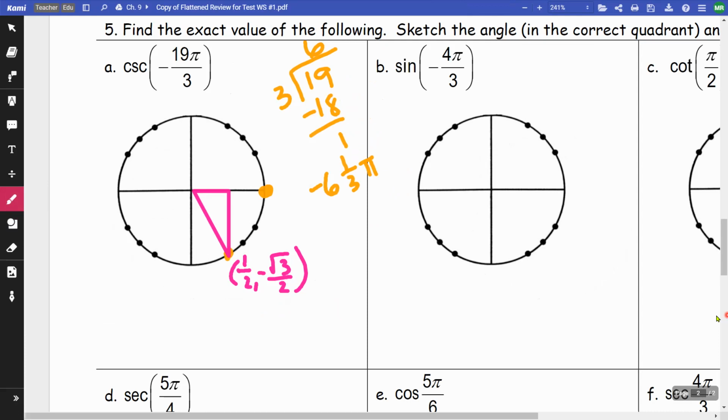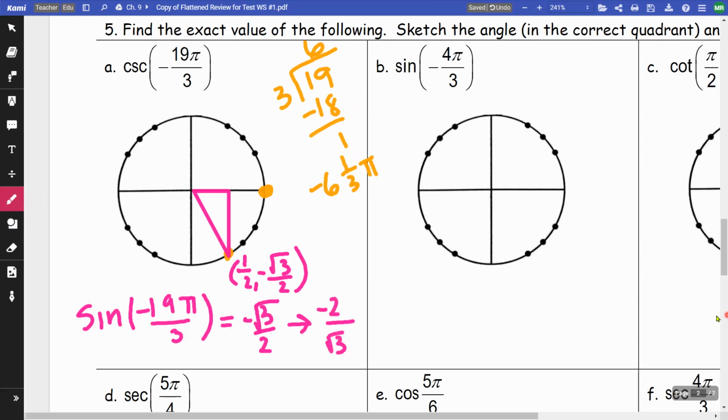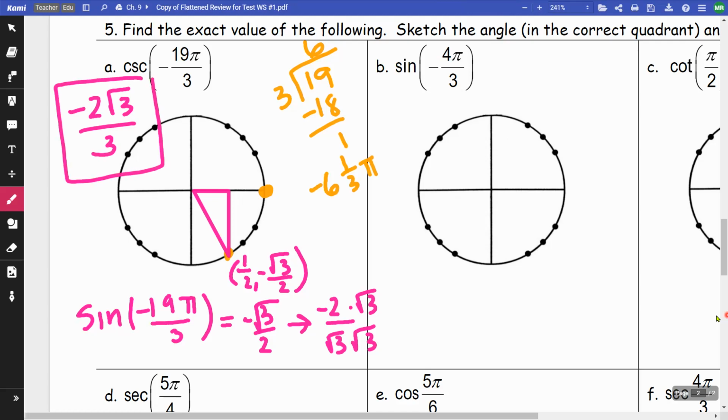Now I want cosecant. Cosecant is the reciprocal of sine. So I basically want sine of -19 pi thirds. And sine of -19 pi thirds is -√3/2. So that means I want the reciprocal, and I'm going to rationalize. I'm going to multiply the top by √3 and the bottom by √3. And when I do, my final answer is going to be -2√3/3. That is what the cosecant equals.